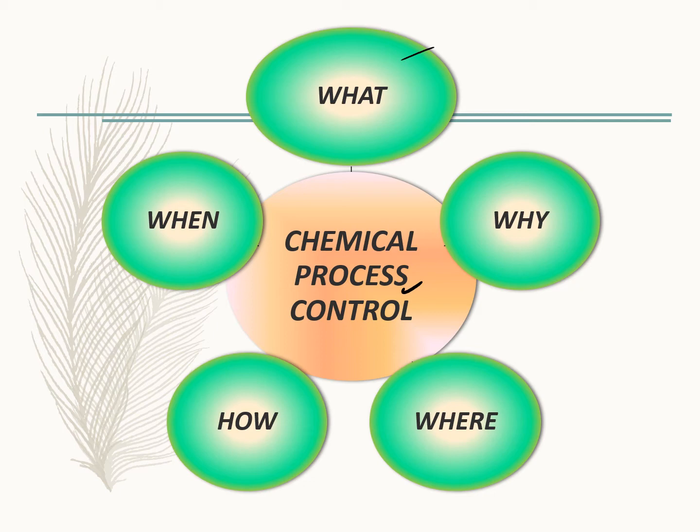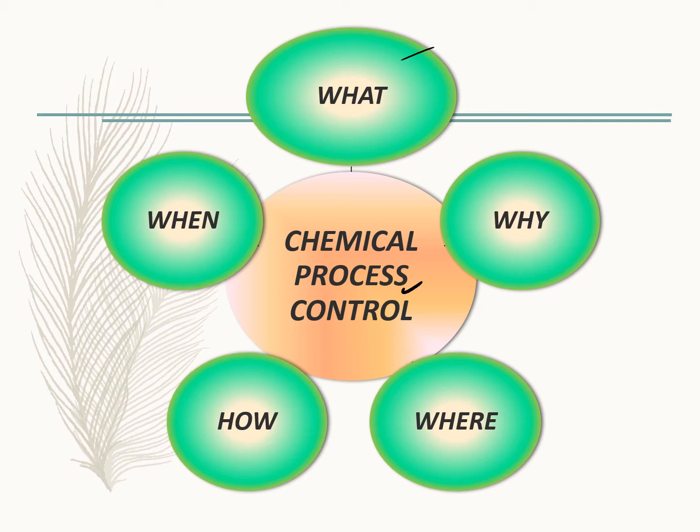Okay, next is where. Where should we use the process control? Normally, we will use it in a process. So we have so many processes involved inside the chemical plant. For example, reaction, separation, heating process. All these processes need the process control in order to ensure the desired process condition is met.